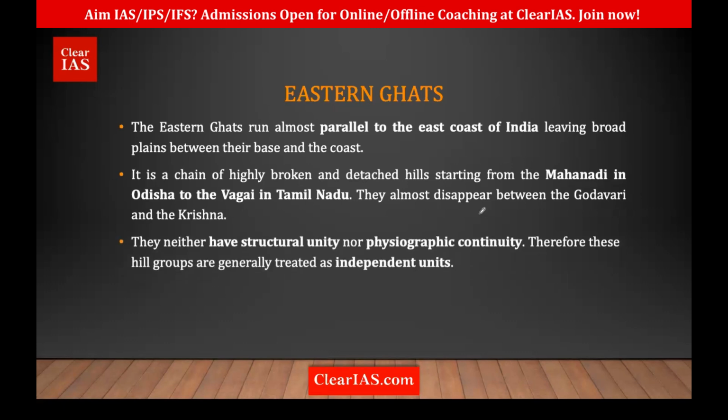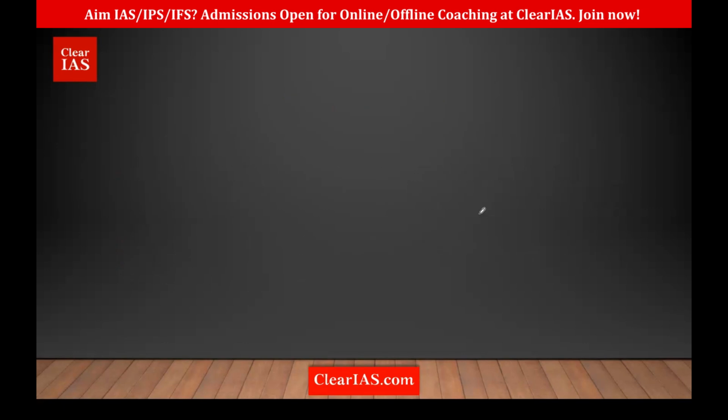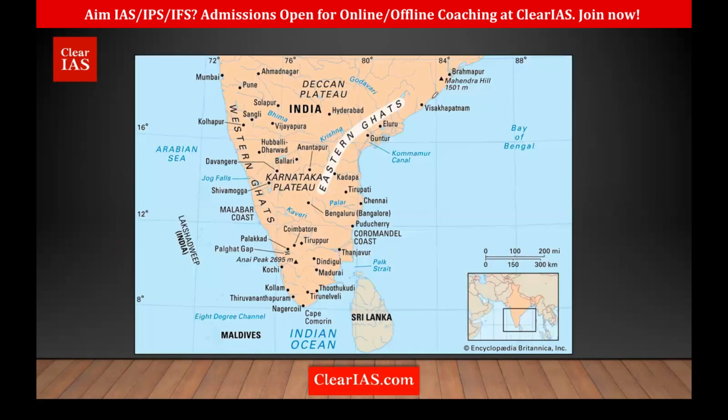There is no structural and physiographic continuity for these ranges, and therefore these hill groups are generally treated as independent units. You can see here, this is the Eastern Ghats. We have Mahendragiri Hill, which is one of the peaks here. From Mahanadi it starts and comes all the way down to here. This is the Vaigai river at the bottom. So we'll see this in detail now.